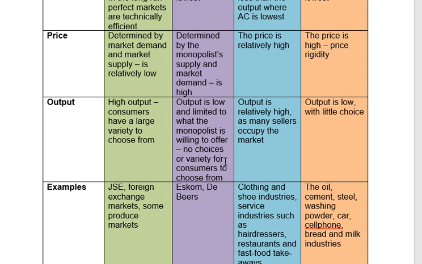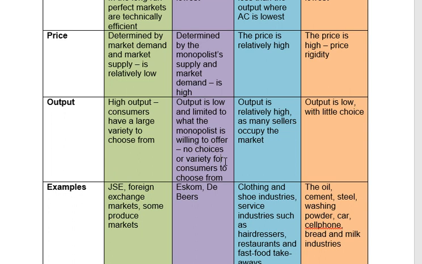In the monopoly, the output is limited to what the monopolist is willing to offer. So if the monopolist decides to decrease his supply so that he can push up the prices, output can be very, very low. There's only one seller, so what is available on the market is limited to what that one seller is willing to offer for sale. And because there are no substitutes, there's obviously no choice. Consumers don't have different choices. There's no variety for the consumers to choose from.